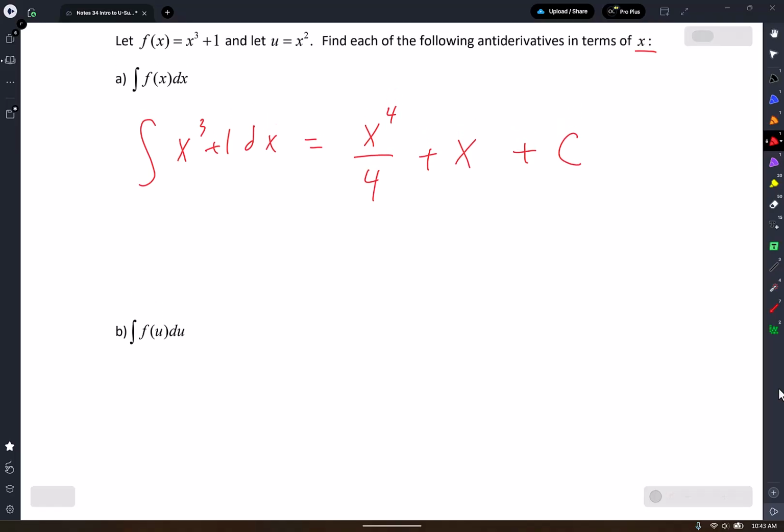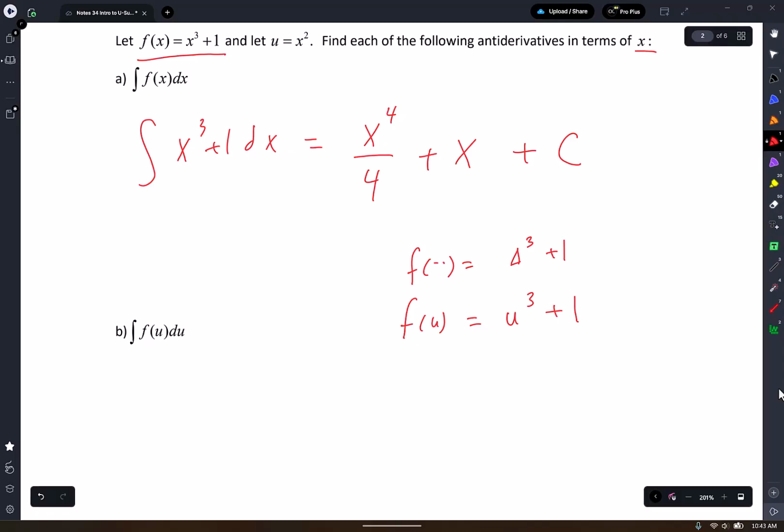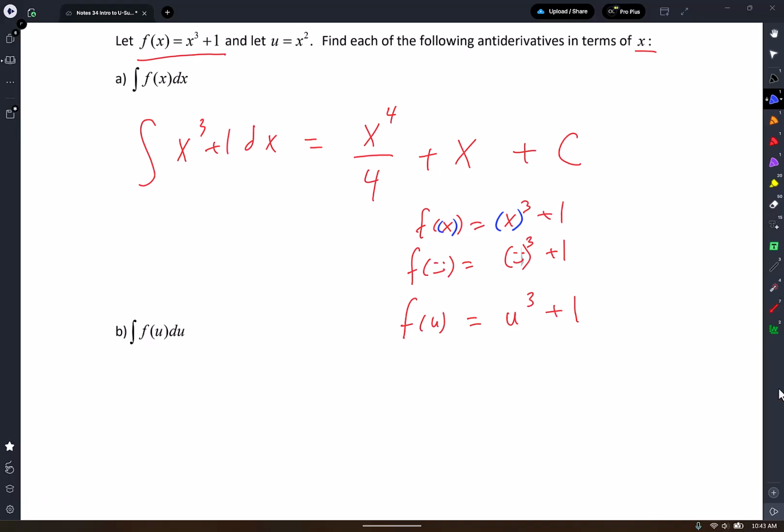All right. This one says f of u du. On the side, I'm going to write f of u, because f of x is x cubed plus 1. F of u is u cubed plus 1. Do we have any issues with that? They told us that f of x is x cubed plus 1. If they had told us f of triangle, then we would have done triangle cubed plus 1. Wherever you have the argument x is where I'm plugging in whatever I have.